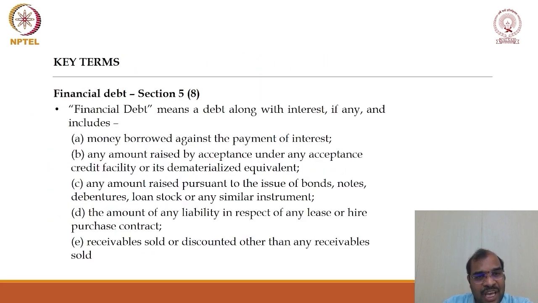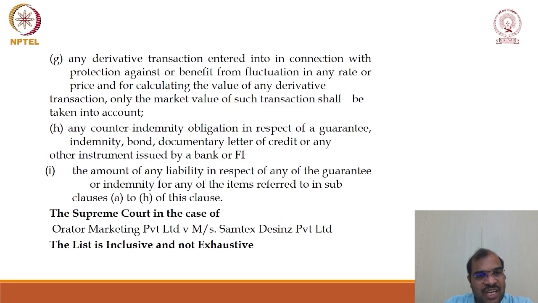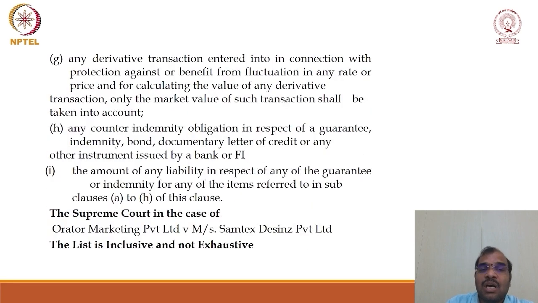Okay, so we have A, B, C, D, E, F, G, H. If I have given a guarantee for the above transactions, from A to H, or I have given any indemnity, even these are all considered to be financial debt.